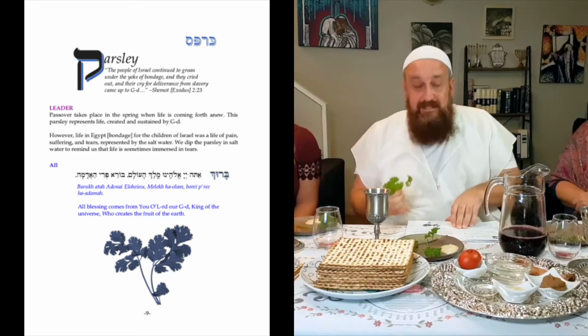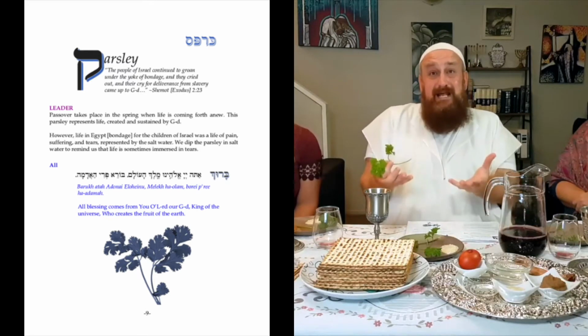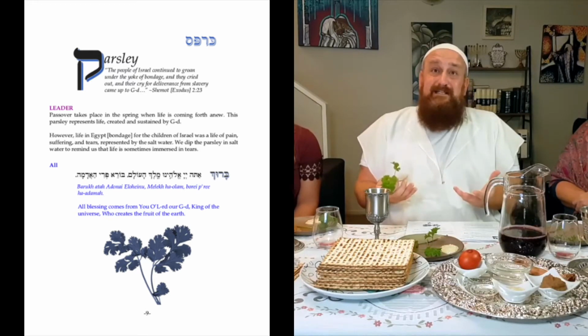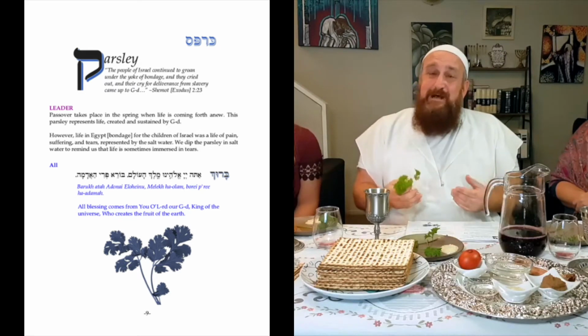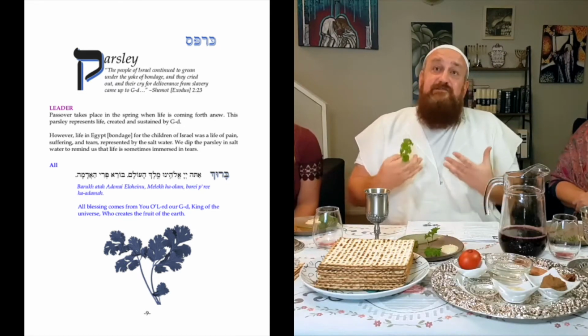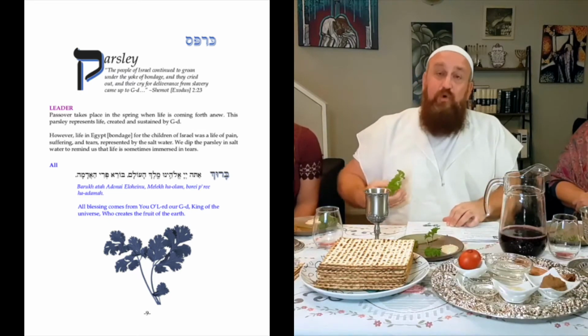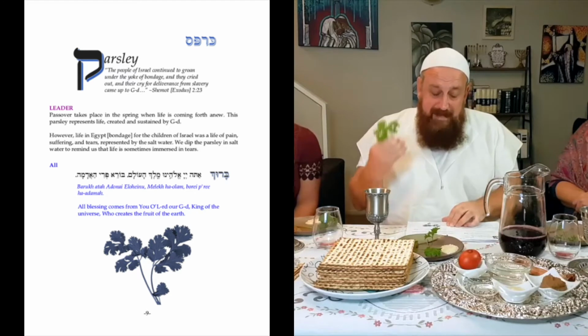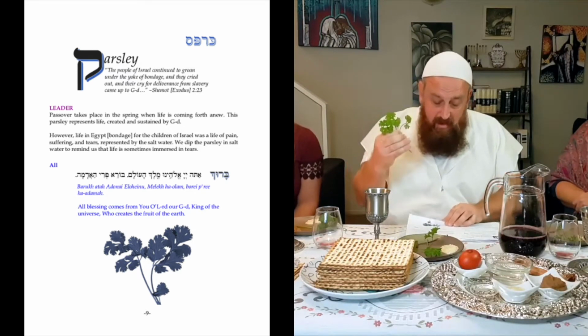Passover takes place in the spring. Now, I don't know where you are in the world, but for our Beit Melech community, we're in New Zealand, and we're coming into fall or autumn, not spring. But in Israel, this festival takes place in the spring, when life is coming forth anew. This parsley represents life created and sustained by God.